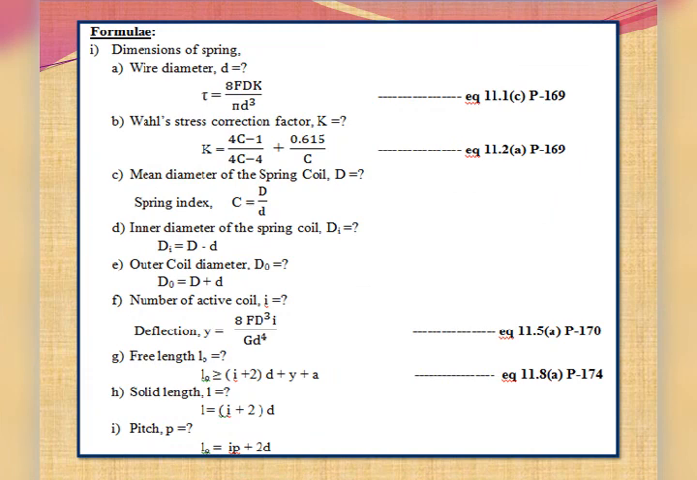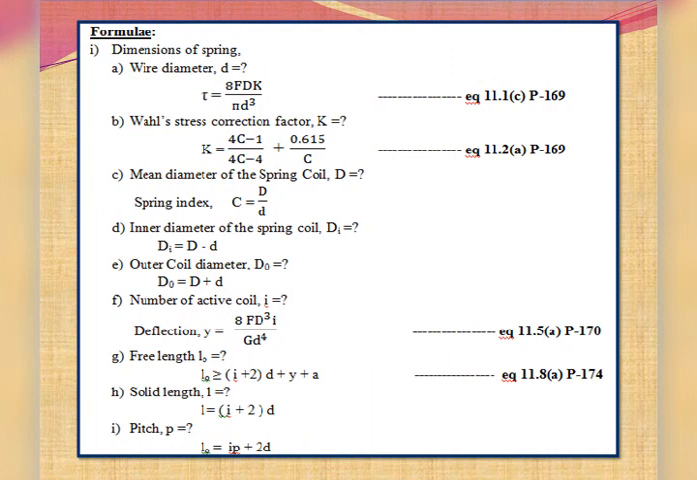Now we have to make a list of equations that is required to deal with this particular problem, that is dimensions of the spring. To find various dimensions, these are the fundamental equations. First equation is wire diameter d, that can be obtained by using equation 11.1c, page number 169, the shear stress equation tau is equal to 8 into F into D into K divided by pi d cube. Here K we have to find, F we have to find. So K can be evaluated. K is nothing but the Wahl stress correction factor. K is equal to question mark.